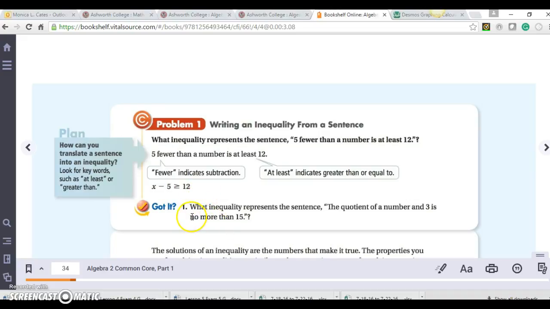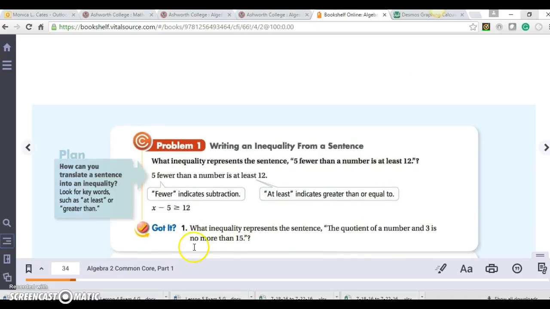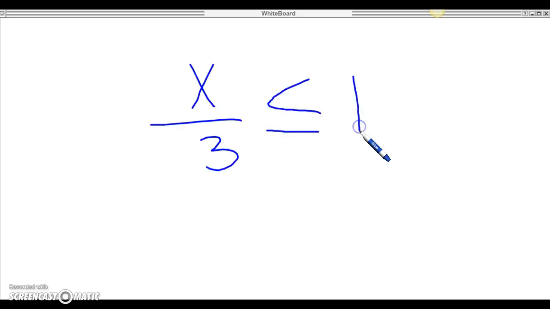Let's look at guidance number 1. It says what inequality represents the sentence the quotient of a number and 3 is no more than 15. Therefore, if it's no more, that means that 15 is the absolute greatest number that it can be. So it has to be less than or equal to 15.